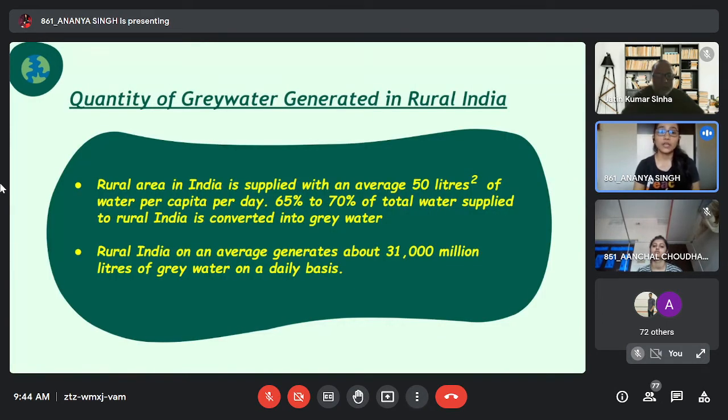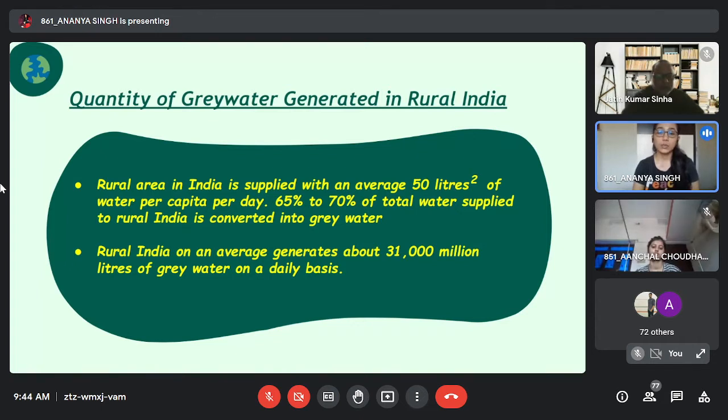Now, the quantity of grey water generated in rural areas. Rural areas in India are supplied with an average of 50 liters of water per capita per day. 65% to 70% of total water supplied to rural India is converted into grey water. On the basis of quantity of water supply, rural India on average generates about 31,000 million liters of grey water on a daily basis.